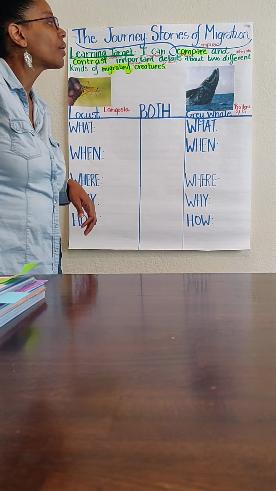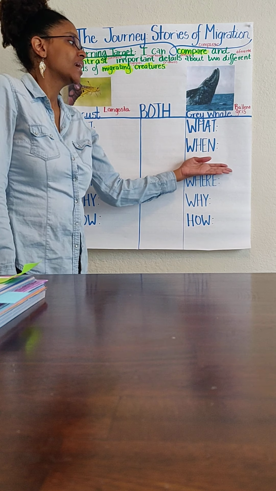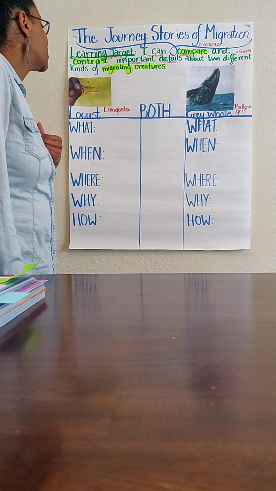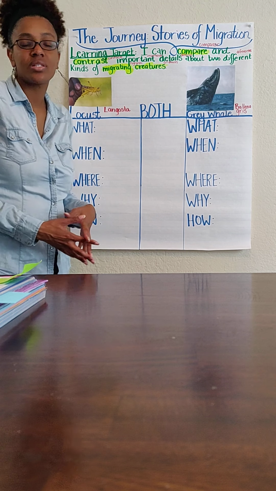Now, I am going to show you how to find the key details of one creature. You on your own are going to find the key details of the second creature, the ballena gris or the gray whale. I'm going to show you how to find the key details for the locust or the langosta.